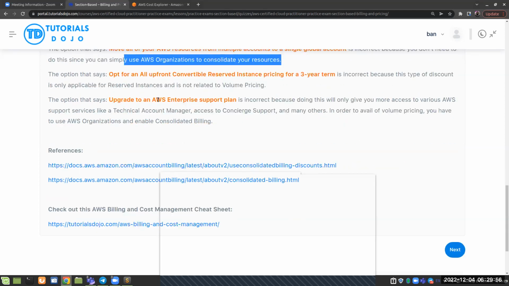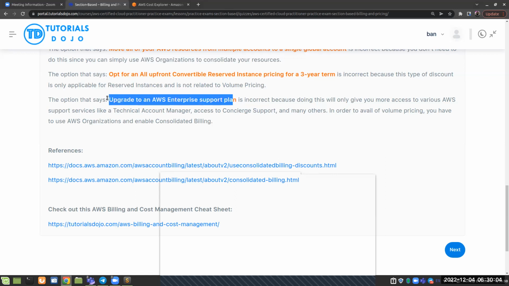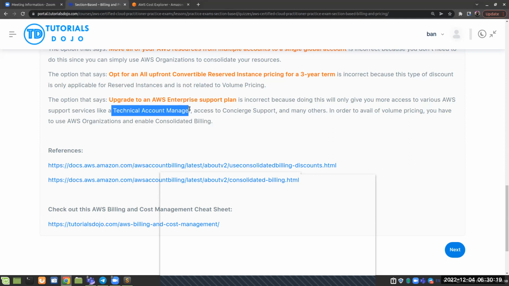We are using Organizations. Upgrade to an AWS Enterprise Support plan: this has nothing to do with that. It's just a support plan, and a support plan doesn't give you discounts. We have seen the different support plans and what they are. If you need some kind of support from AWS services, like a technical account manager or concierge support, remember, concierge support is a kind of support that has to do with the billing of your account.